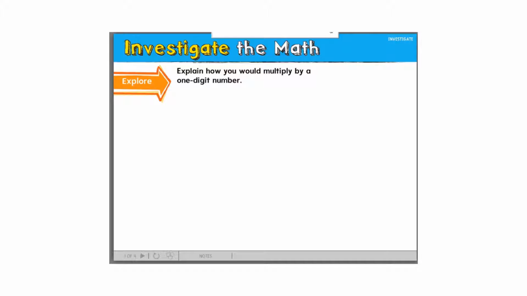Okay. 1 times 22 times 23. We're multiplying by 1-digit numbers.